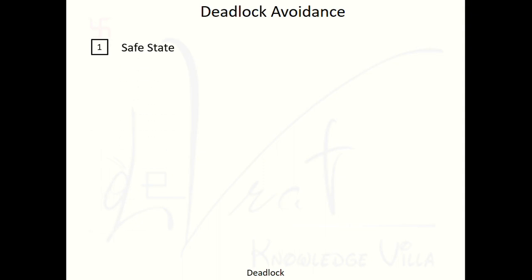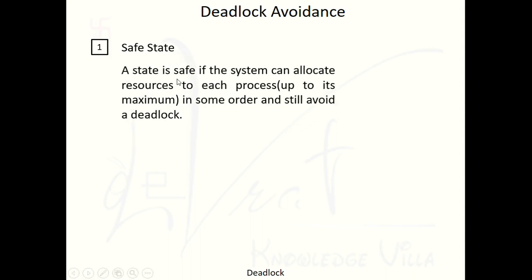So what is the safe state? A state is safe if the system can allocate resources to each process up to its maximum in some order and still avoid a deadlock. My dear friends, I know you may not be able to understand this paragraph because it is written by Peter Galvin. So don't worry, I will make this paragraph much easier for you.